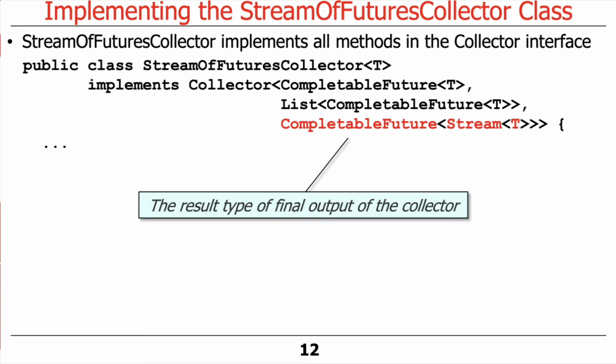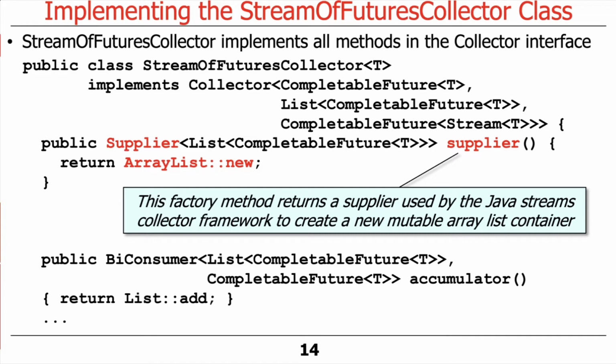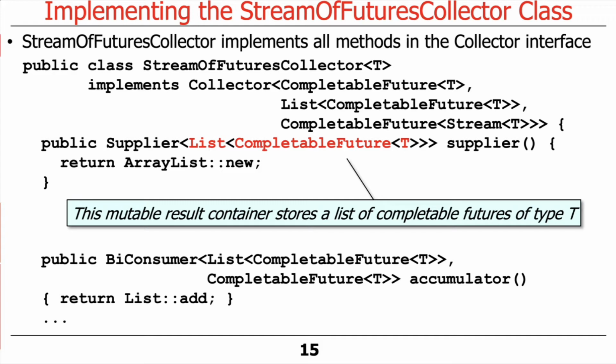And that's a little different from what we had talked about earlier. The earlier collectors we've talked about have either returned a completable future to a list of T, or we talked about the futures collector int stream, which returns a completable future to an int stream. So this is a stream of T as opposed to an int stream. So again, this just differs from our futures collector because it returns a stream, not a list. Many of the parts are identical. So supplier is going to make a new array list by using the array list constructor reference syntax, which returns a list of completable futures to T when it's called by the Java Streams framework.